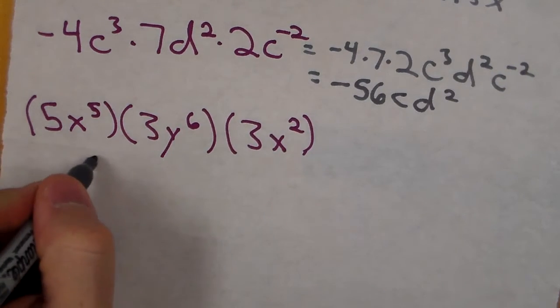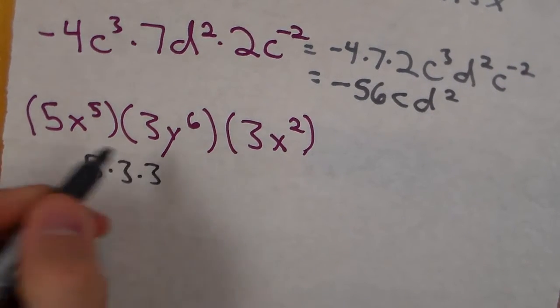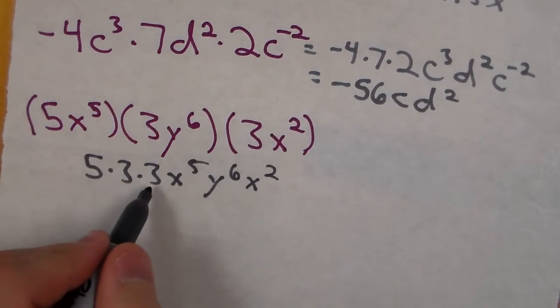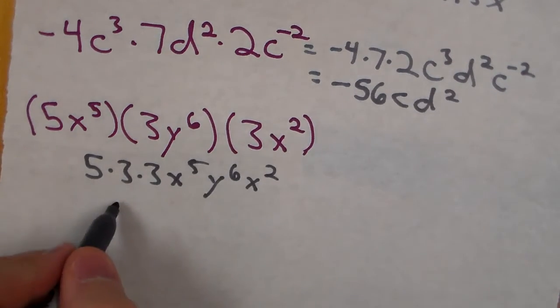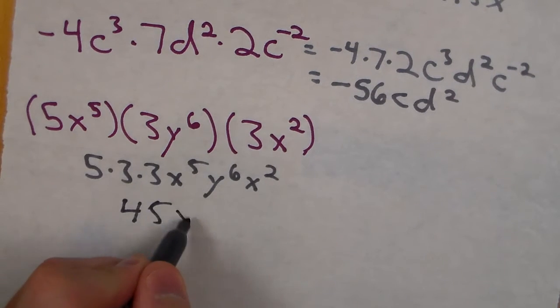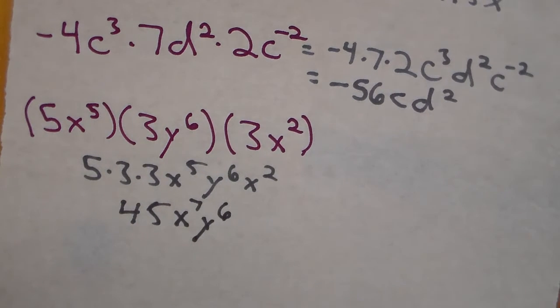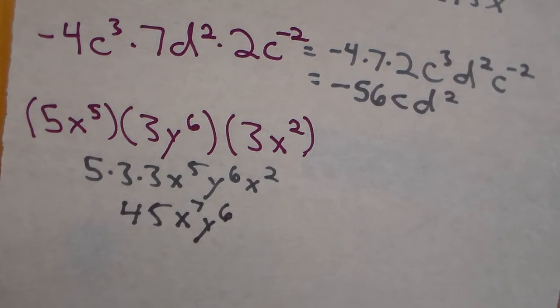Next, we have 5 times 3 times 3, x to the fifth, y to the sixth, x to the second. These two are 9 times 5 is 45. Then I have x to the seventh, y to the sixth. So with separate like bases, we add the exponents.